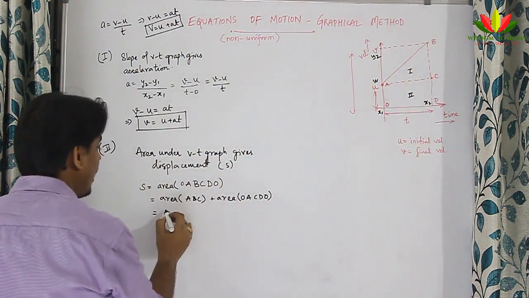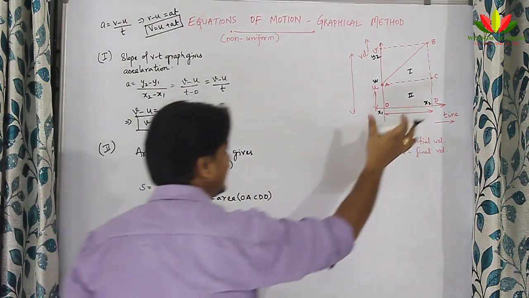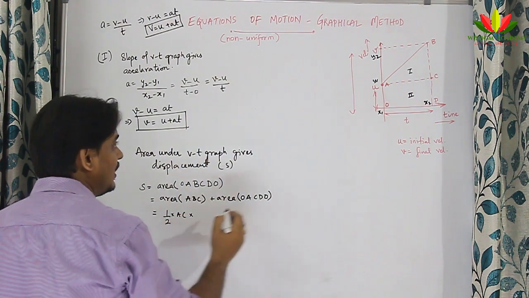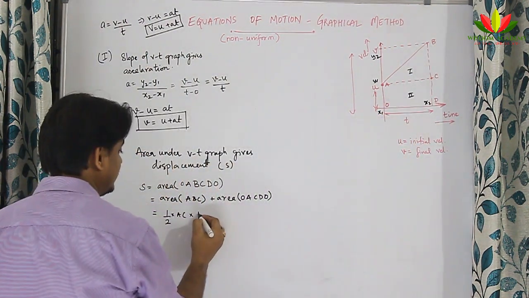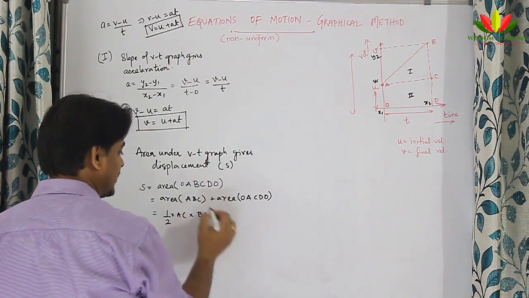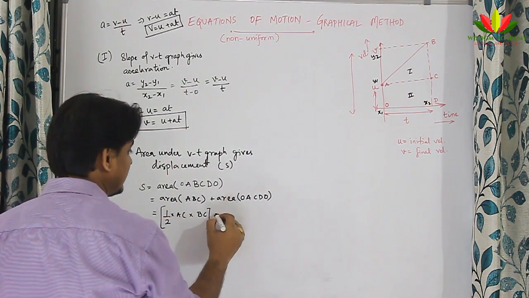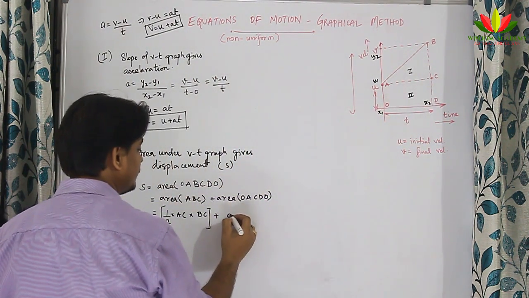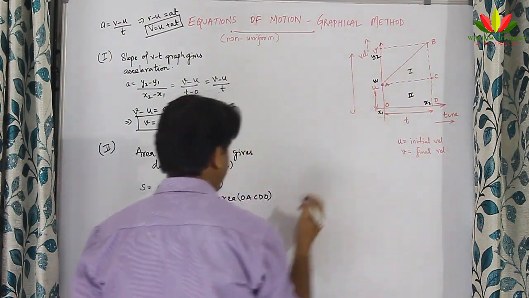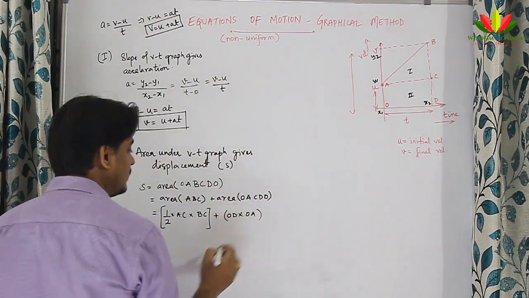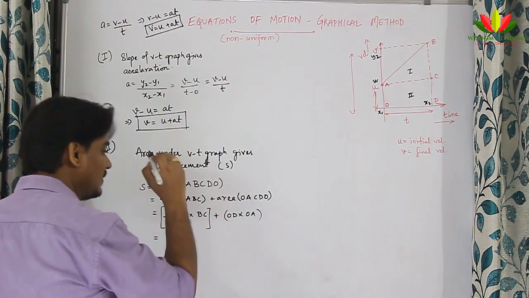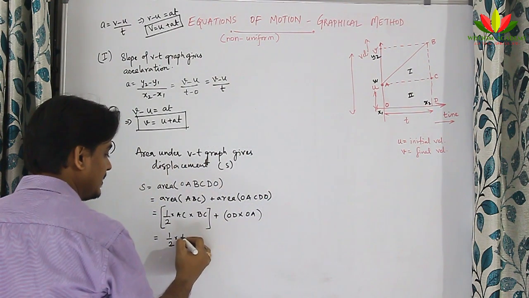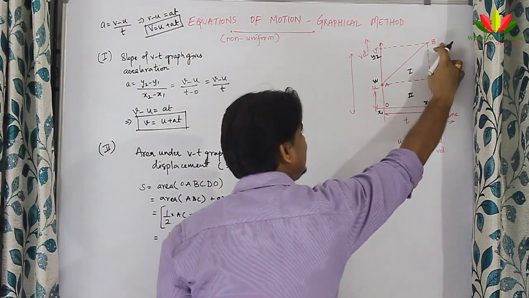Fine. So what is the area of triangle ABC? ABC will be equal to half into base. Base is this AC into height. Height is BC. Okay, this is the first part. Plus, what is this area? This area will be OD into OA. Right. So half. What is AC? AC is T. I can write here T.